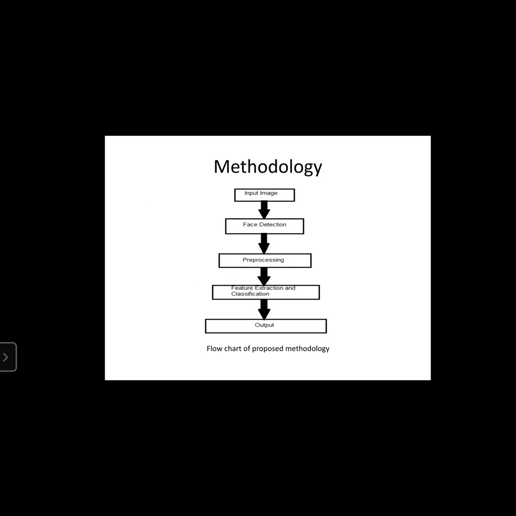This is the flowchart of the proposed methodology. First, we import the input image, and next it goes for face detection. In the face detection process, it extracts the face area from the background of the input images. After that, in the pre-processing stage, it improves the quality of the input images and finds the data of interest by eliminating noise and smoothing the images.